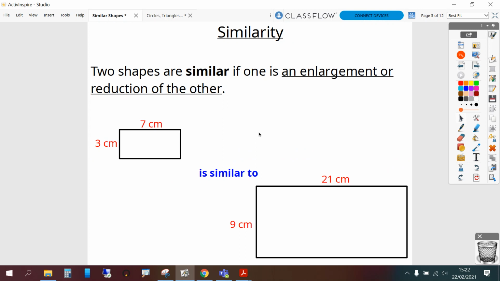Now, more importantly, we need to know what similarity is. Two shapes are similar if one is an enlargement or a reduction of the other. So here we can see the sides of this rectangle are 3 and 7. Multiplying by 3 gives us sides of 9 and 21 for this bigger one, so we can see that the bigger one is an exact enlargement of the smaller one. So therefore, they're similar.